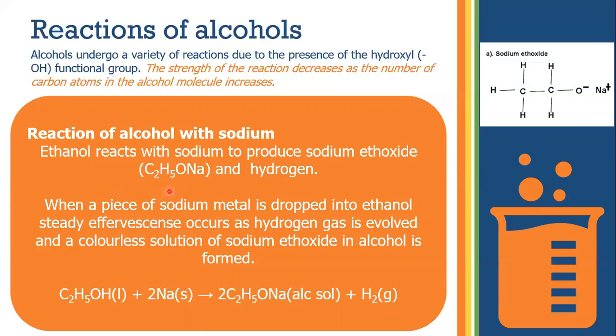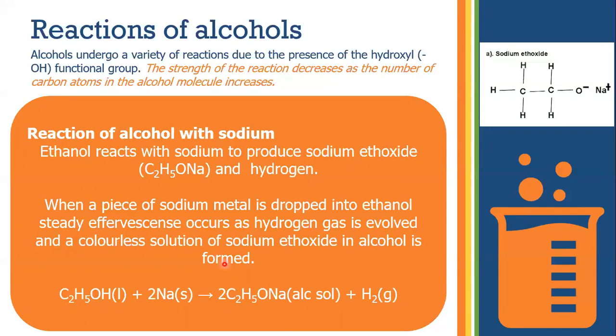What happens in the reaction is basically when sodium metal goes into the reaction, it displaces a hydrogen, the hydrogen on the OH group. So where we have the OH, if you look on the corner here, the H is replaced by the sodium, all right? And that H is what forms the hydrogen gas. So when a piece of sodium metal is dropped into ethanol, steady effervescence occurs as hydrogen gas is evolved and a colorless solution of sodium ethoxide in alcohol is formed.